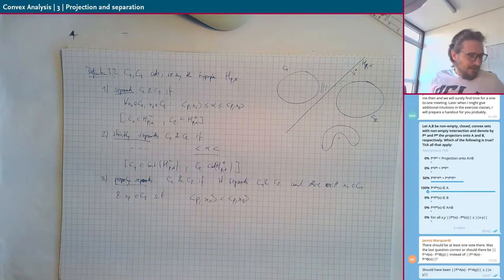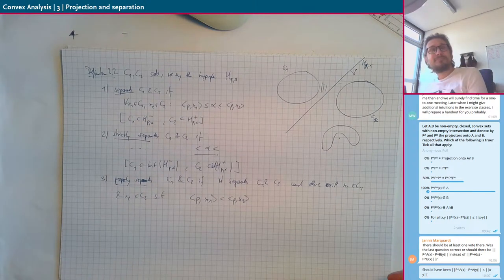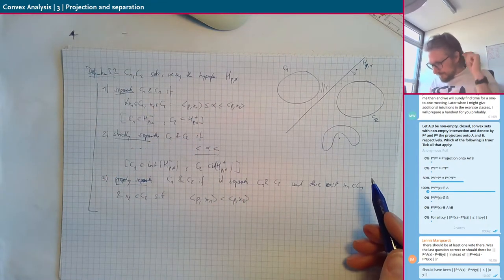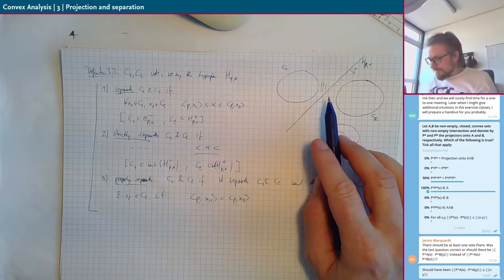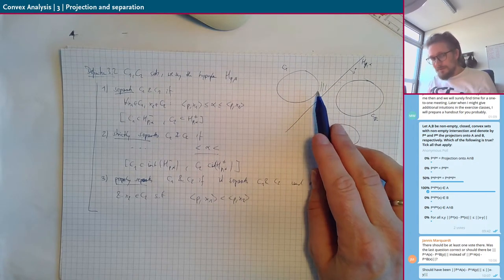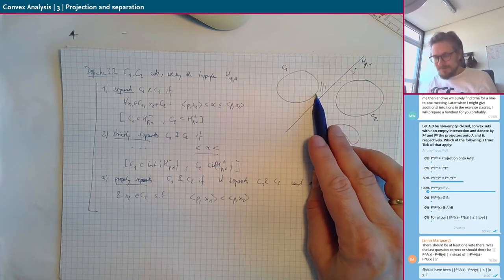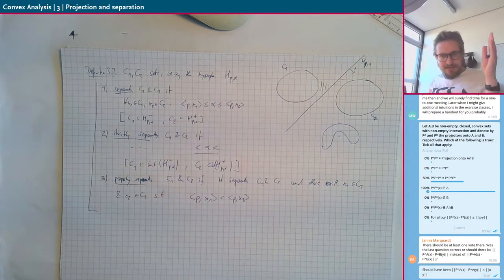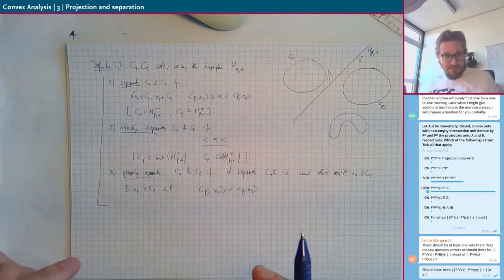Okay, so that's the definition of the separation. So this actually is a strictly separating hyperplane. And if these two sets would intersect in one point, there would not be any strict separation anymore. Okay, now comes a line of theorems and corollaries and propositions on different types of separation.